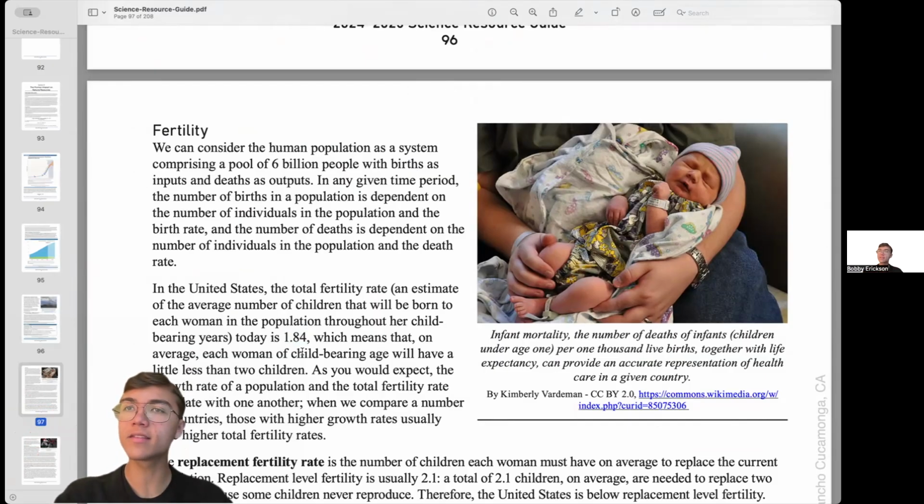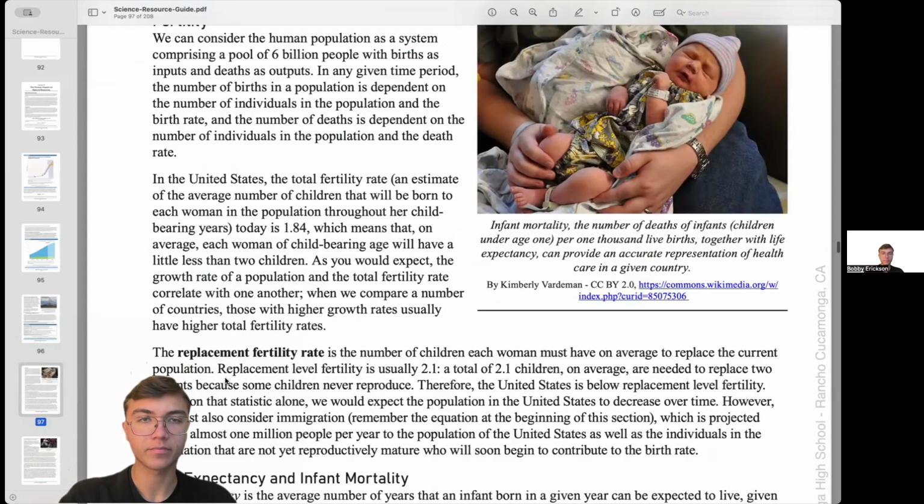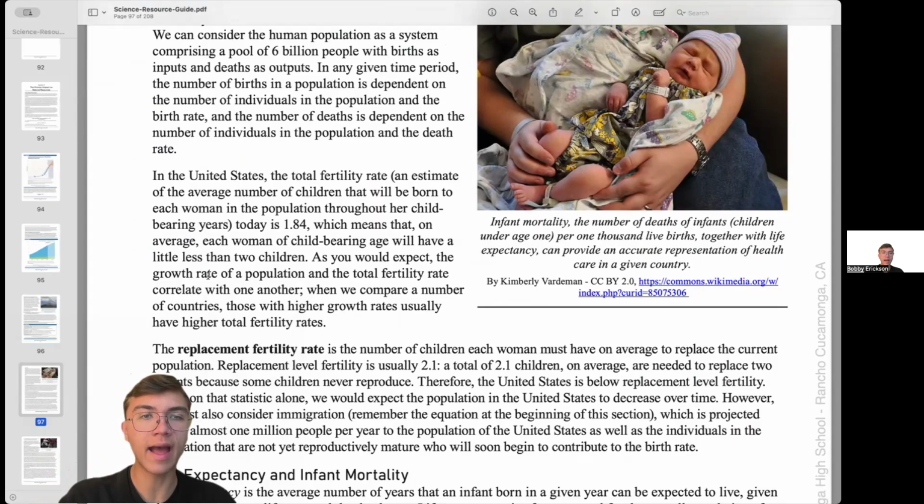So in the United States, if we were looking at birth rates alone, we should be decreasing in population right now because the deaths will be over the births. And so if we take a look at the growth rate and the total fertility rate, we can know that they correlate with one another. So higher growth rates usually mean higher total fertility rates.